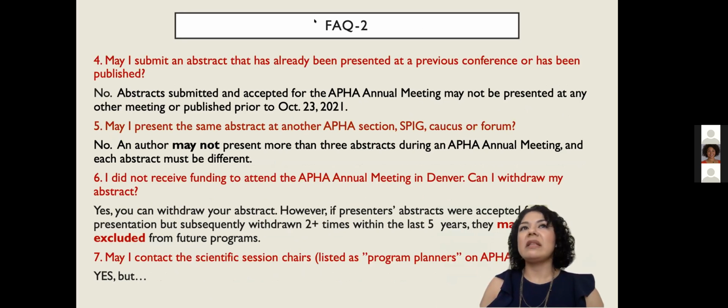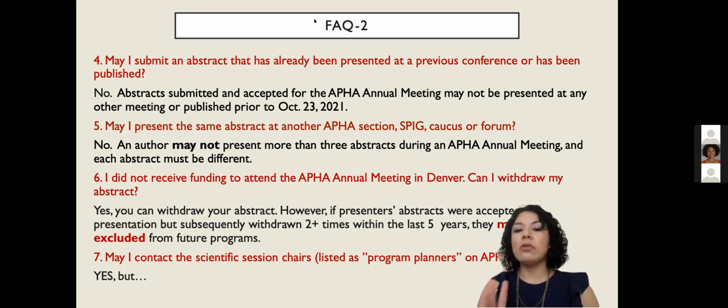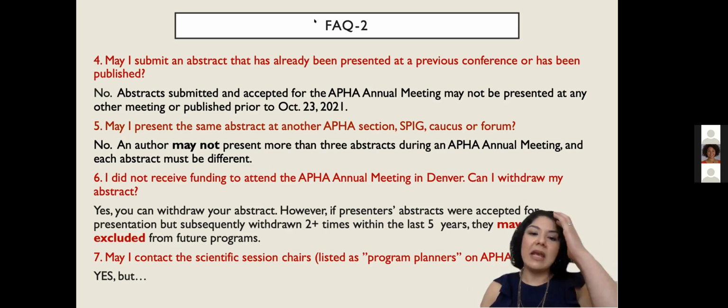The fourth question that we get a lot is, may I submit an abstract that's already been presented at a previous conference or that's been published? Unfortunately, no. Abstracts that are submitted and accepted to APHA must be new work that has not been presented at other conferences or published prior to the October 23rd meeting. May I present the same abstract at another APHA section, SPIG, caucus, or forum? Unfortunately, no. You can present a different aspect of the same project, but it can't be the identical abstract. You should also know that you can't present more than 3 abstracts during an APHA meeting, and that each has to be different.